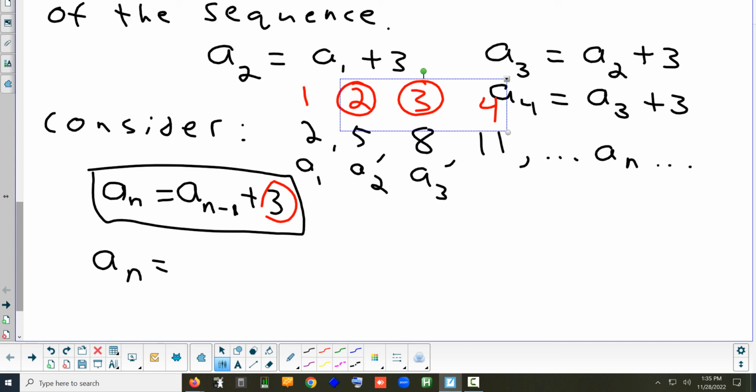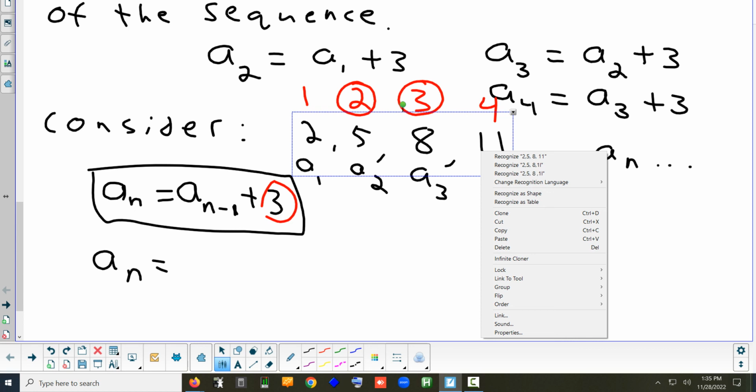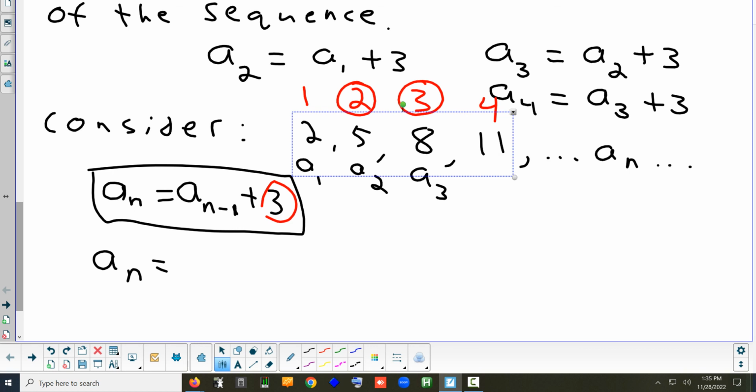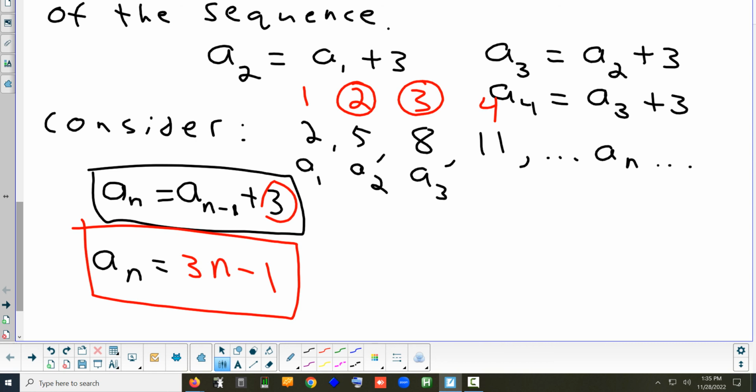Let's try it. What's 4 times 3? 12. And 12 minus 1? 11. There you go. Now, did I use the 8 to figure that out in any way? I didn't use the one before it. So another formula is 3n minus 1. Both are fine. Both are correct. But this bottom one's going to be a lot easier.